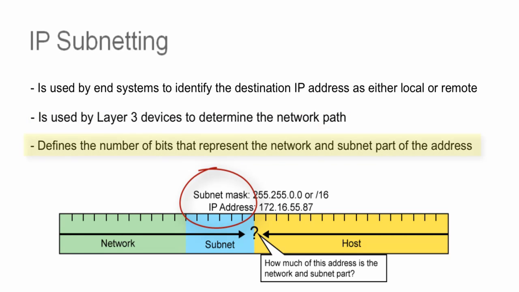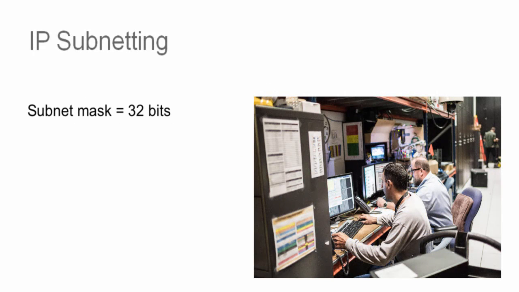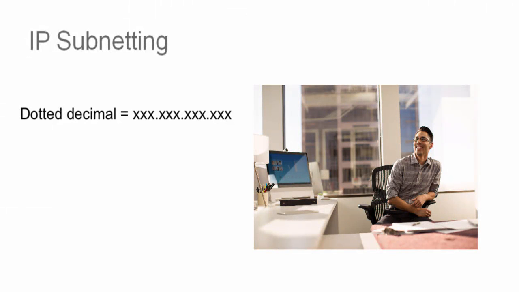A subnet mask defines the number of bits that represent the network and the subnet part of the address. Just like the IPv4 address, the subnet mask is made up of 32 bits, and it uses ones and zeros to indicate the bits of the address that are the network bits and those that are the host bits. You express the subnet mask in the same dotted decimal format as the IPv4 address, and it's configured on a host with the IPv4 address to define the network portion of that address.